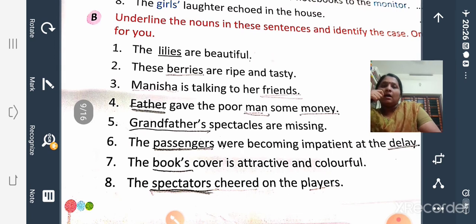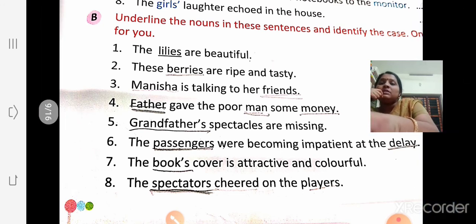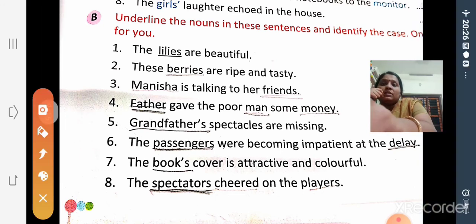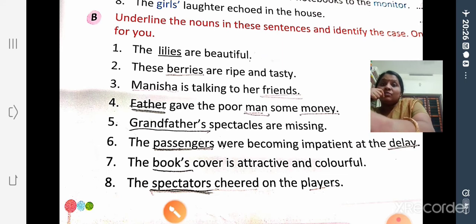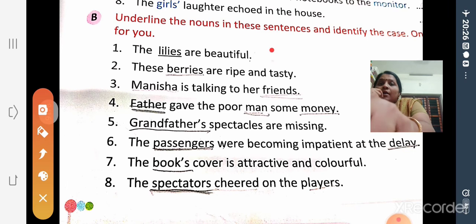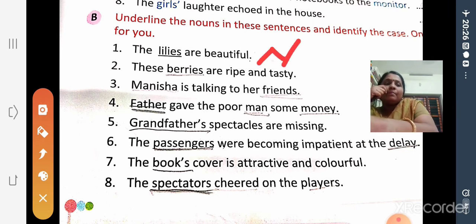The lilies are beautiful. Lilies, what case? Nominative case. Underline the nouns in these sentences and identify the cases. Okay, the first one is lilies. Accusative case? No, lilies is in the subject position, so nominative case. And these berries are ripe and tasty, so they are also nominative case.